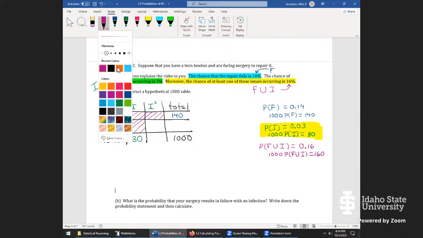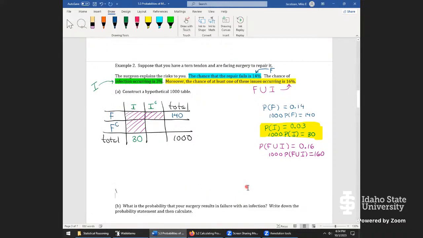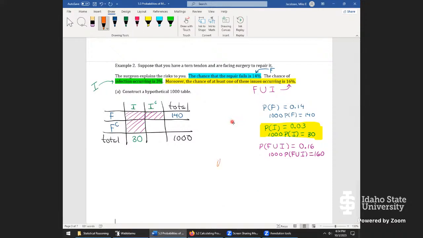Here's where the brand new 3-step process comes into play. We want to make a huge deal out of this one, and I'll say below here, use these steps for F union I. It's not so much about the F or the I, it's about the union. So I'll put it here in red just to emphasize it.